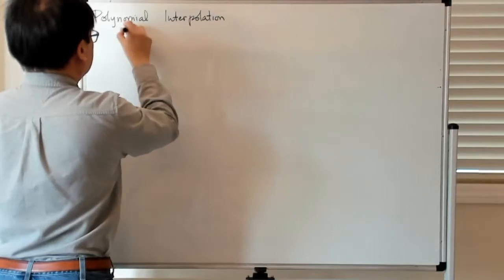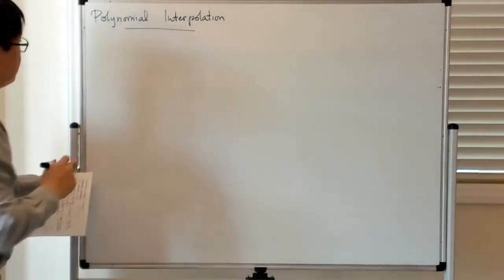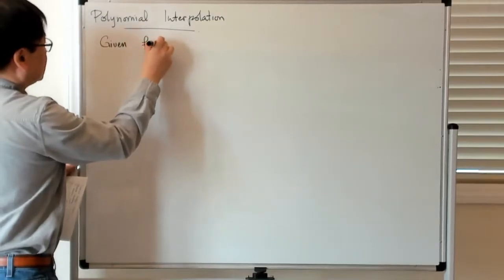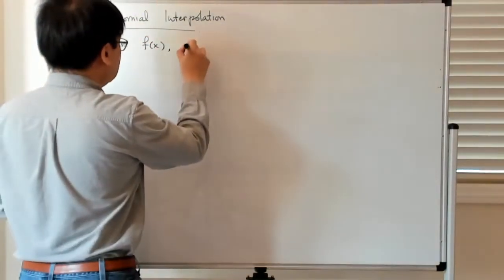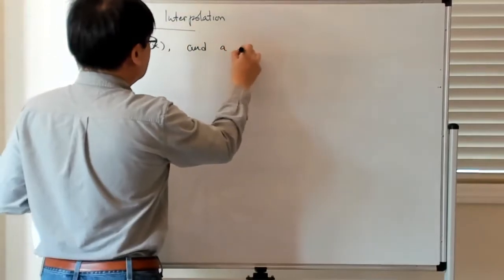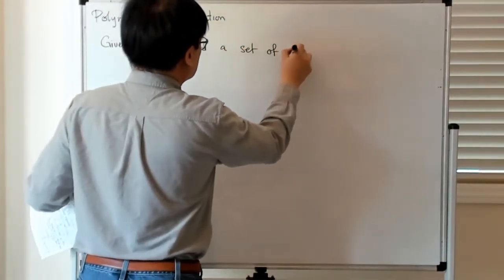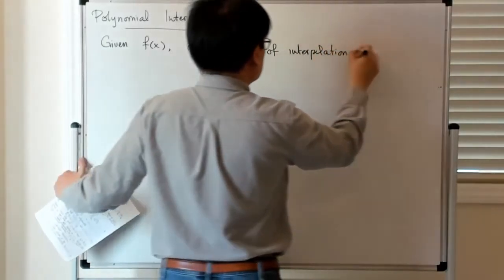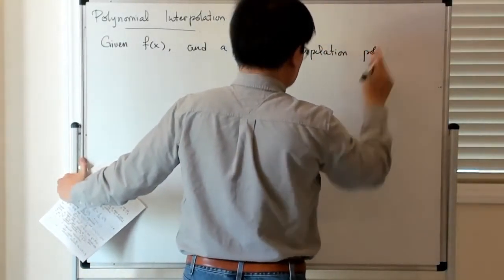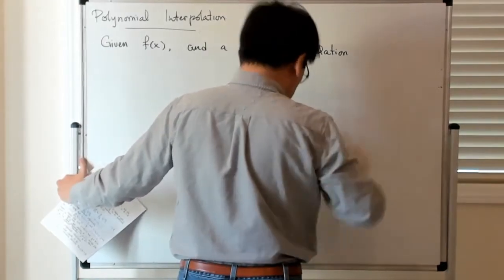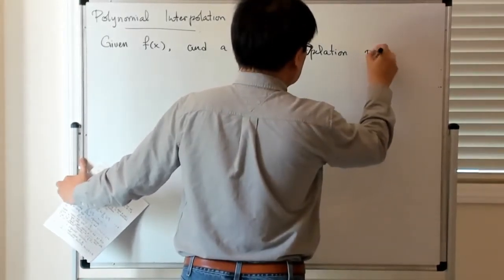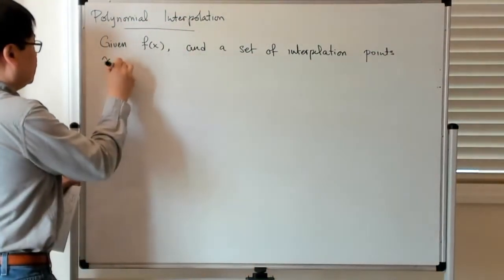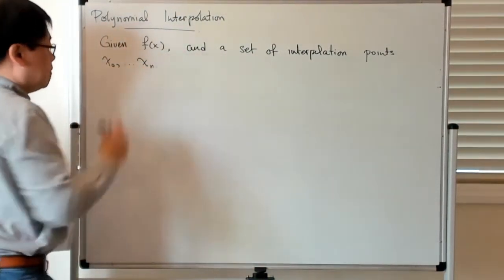So let me briefly state the problem, okay? You're given a function, say f of x, and a set of interpolation points. Let's call them x0 all the way up to xn, all right?